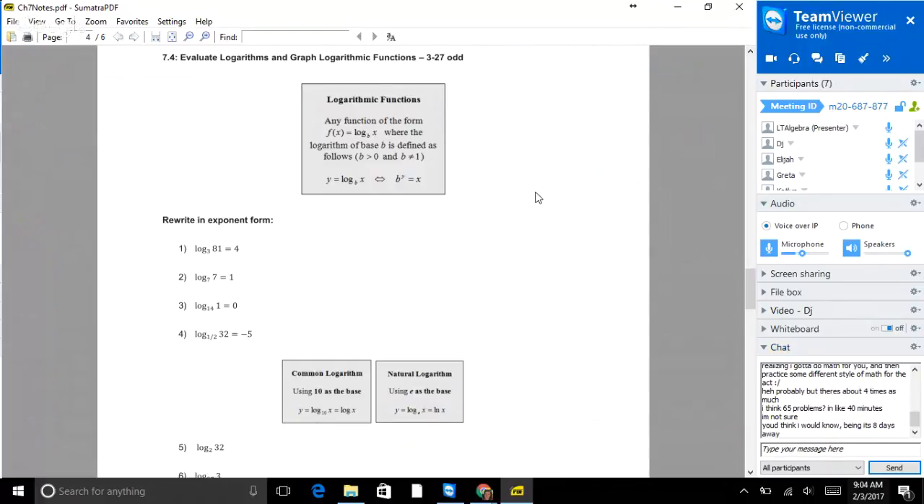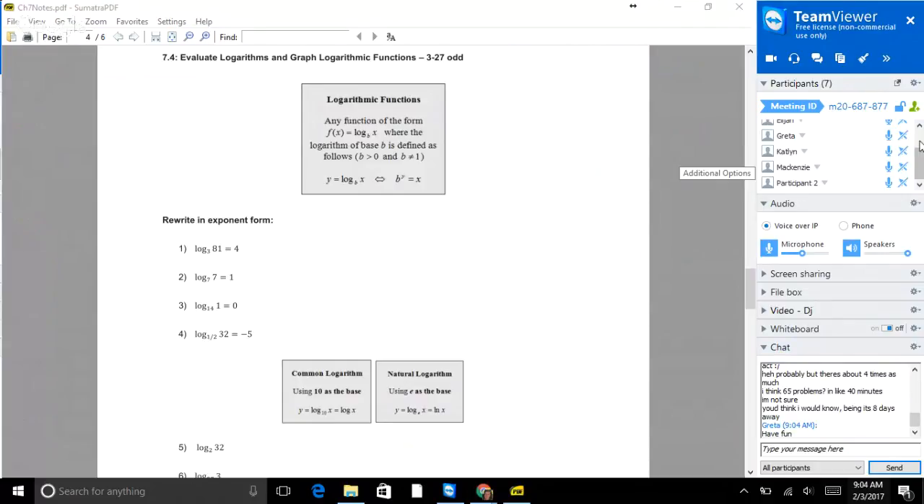Yeah, that might be an important thing to know, Elijah, if you can use your calculator or not. All right. Looks like everybody is here-ish. Let's see. Daniel, Elijah, Greta, Caitlin, Mackenzie, and participant 2. Mysterious participant 2. So it's either James or Ruben, right?